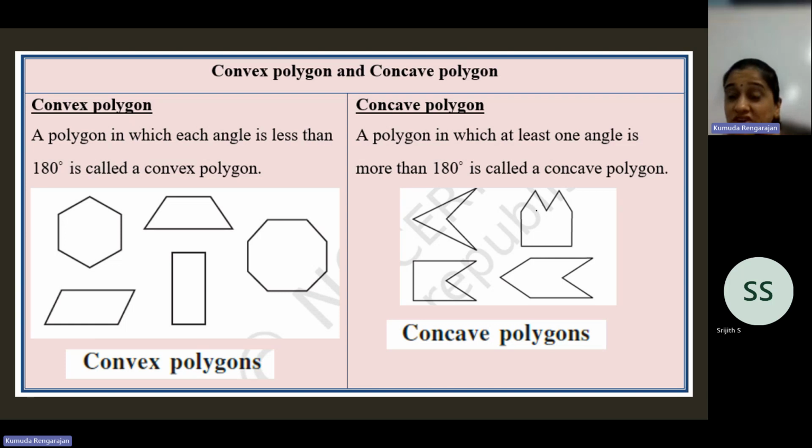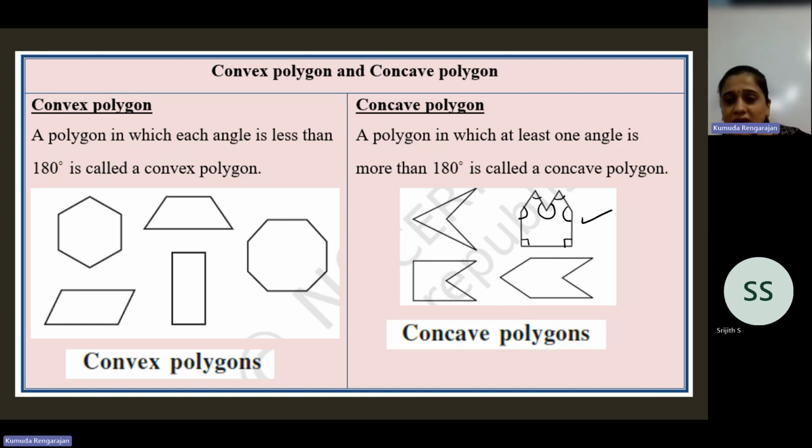This one also, you should check the interior angles. I've marked all the interior angles. Okay, so how many? 1, 2, 3, 4, 5, 6, 7. So what's the name of this polygon? It's a heptagon. How many line segments are there? Because 7 angles, 7 line segments you can see there.